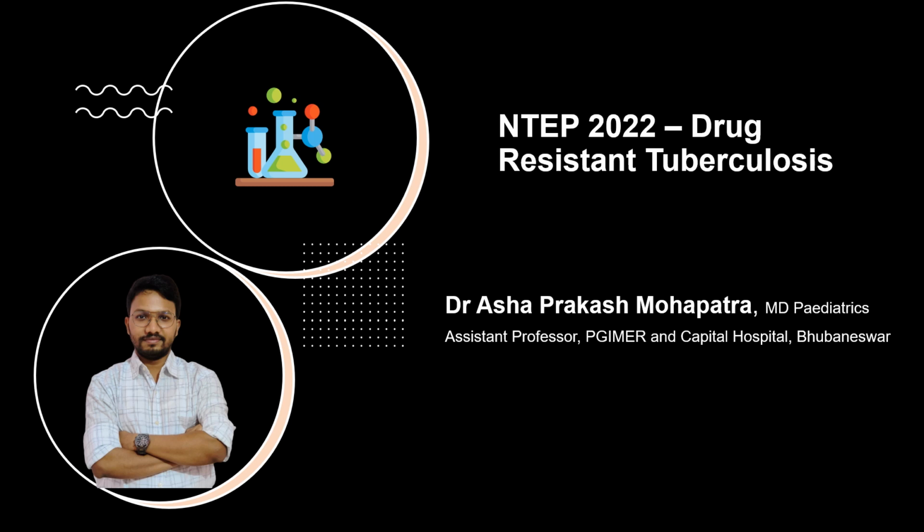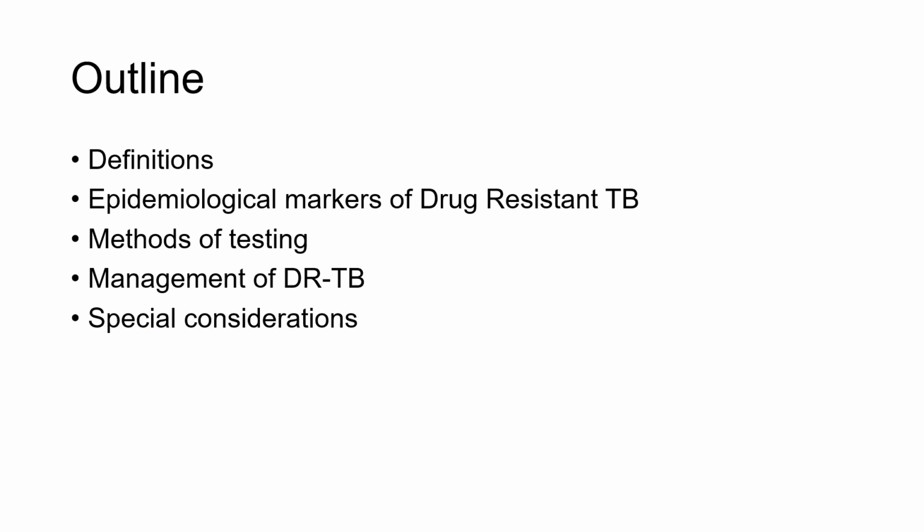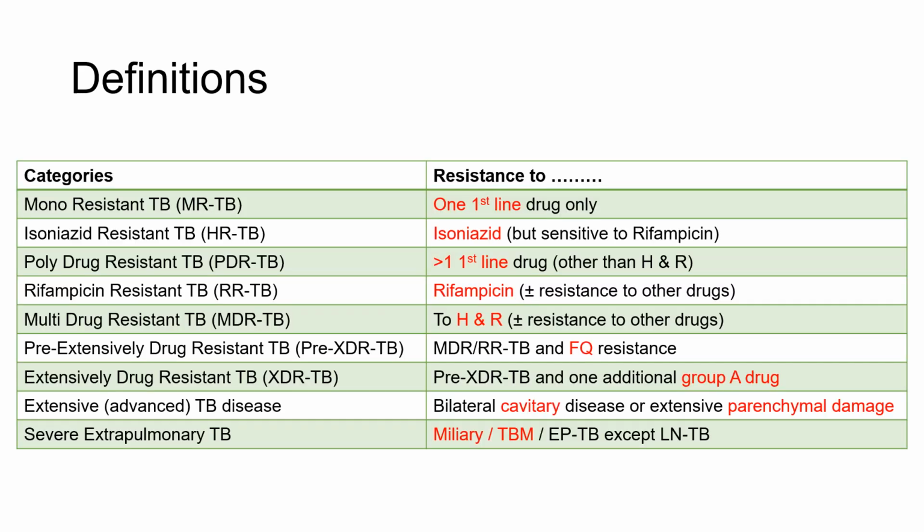We'll learn all about tuberculosis, at least clear our concepts, know the basics, and have an overall idea about childhood tuberculosis. So today is the last lecture, drug-resistant tuberculosis, a relatively complicated topic among all the topics we have encountered. The outline of today's lecture: we'll learn about the definitions, the epidemiological markers of drug-resistant tuberculosis, the methods of testing, how to manage drug-resistant tuberculosis, and some special considerations.